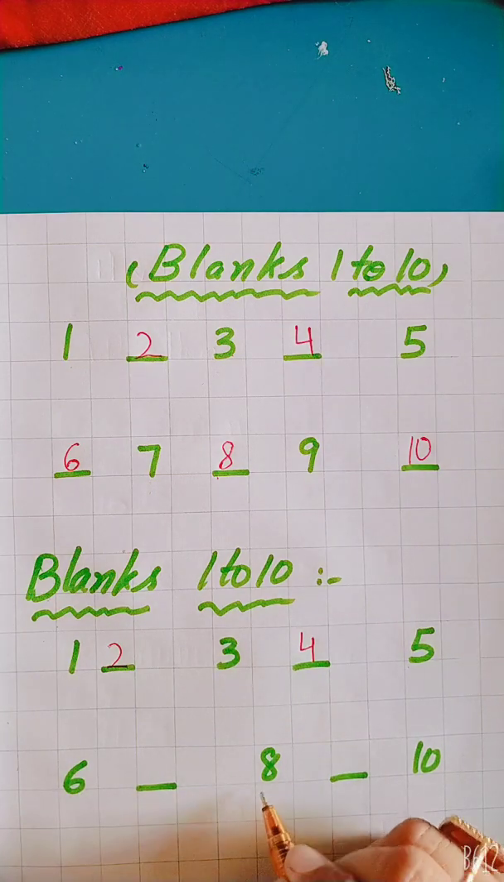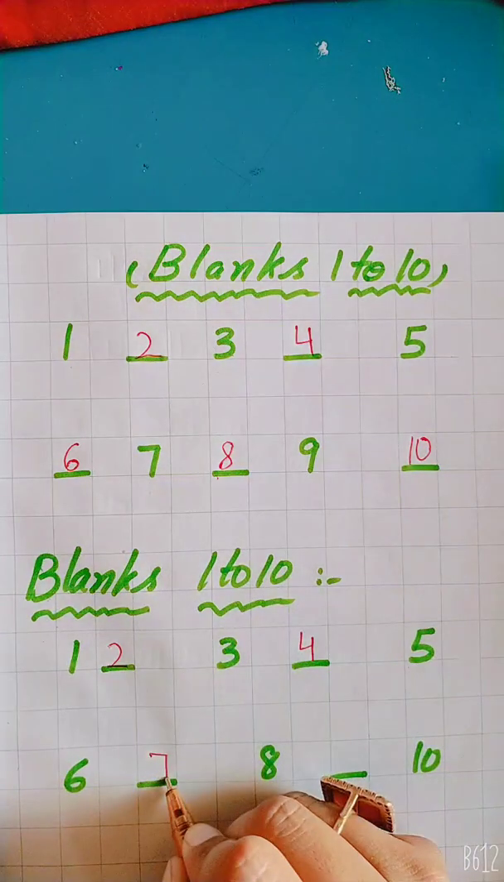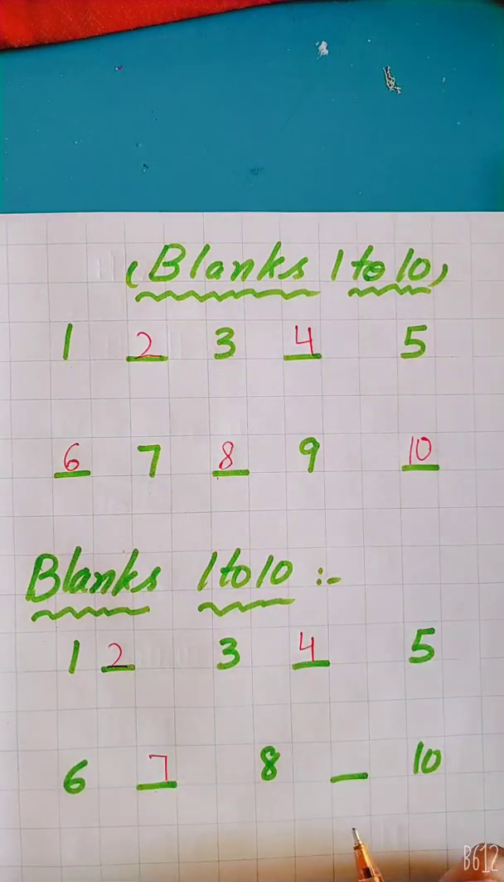Number 6. 6 और 8 के बीच में which is the number? कौन सा नंबर आएगा बेटा? 7. 7 is like 7 up.